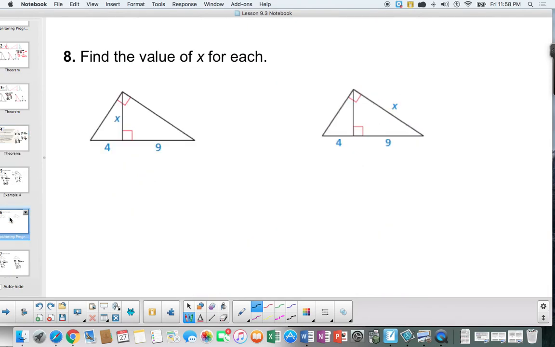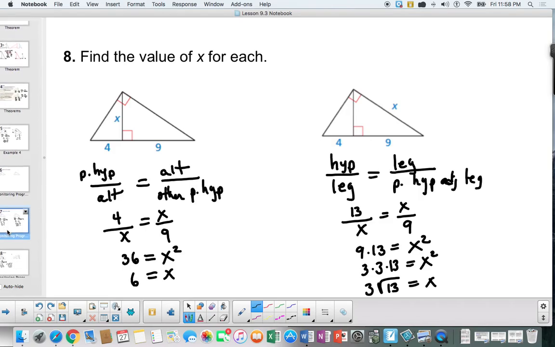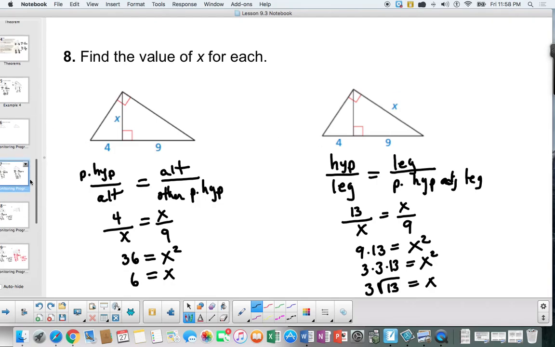Okay, your turn. And here are the answers. So again, x was using an altitude, where this x was not an altitude but a leg, so I have to use the leg theorem to get these answers.